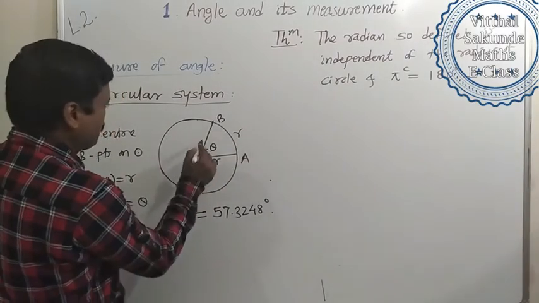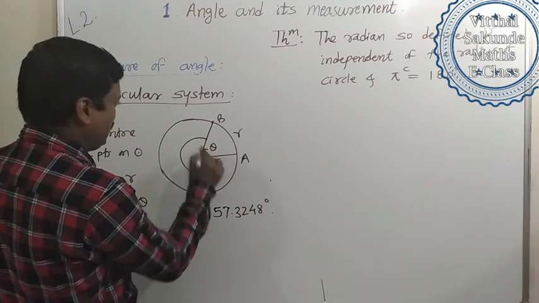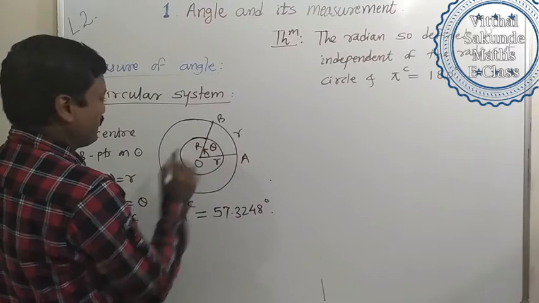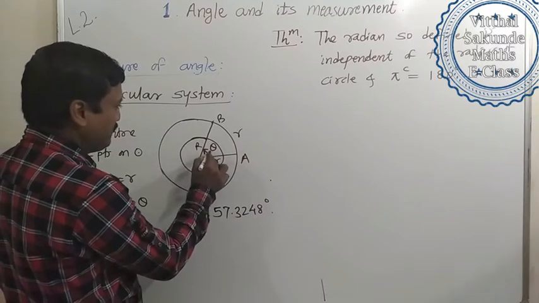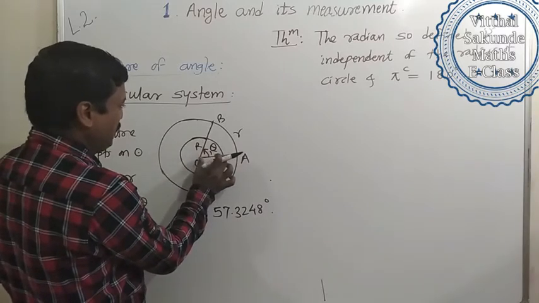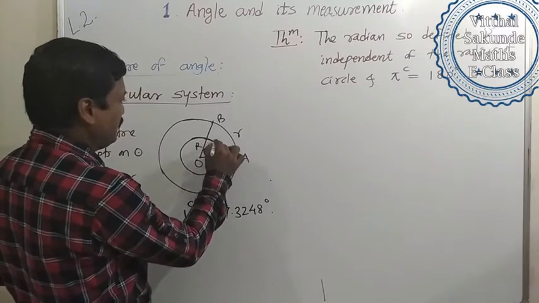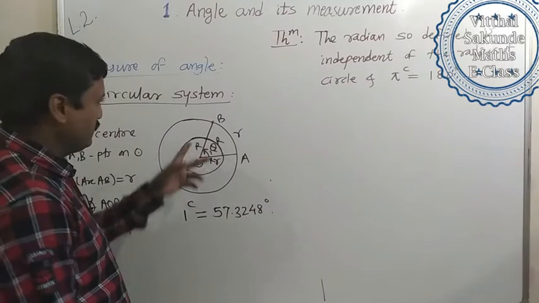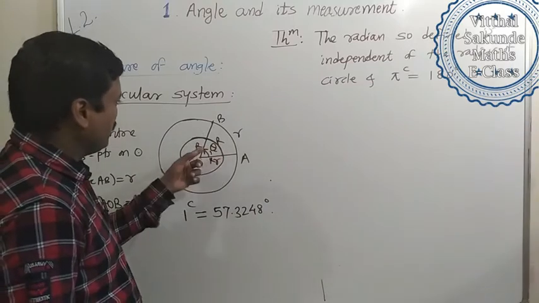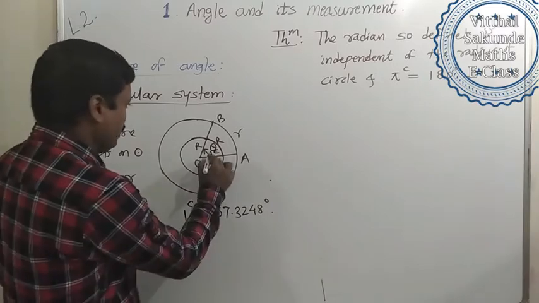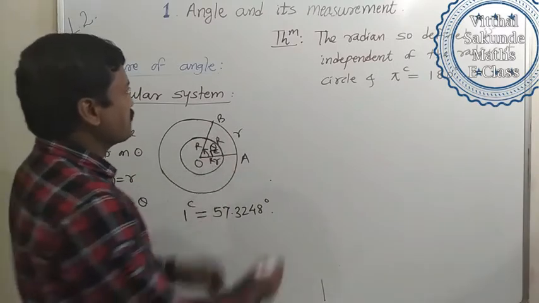If the radius of the circle changes, suppose the circle has this radius which is smaller than the previous one, then the 1 radian is the same, because if this capital R is here, if we take the same length R here, length of arc that is equal to the radius of the circle, then this will be 1 radian measure angle. Okay, let us prove this.